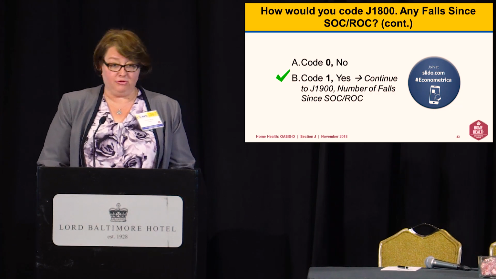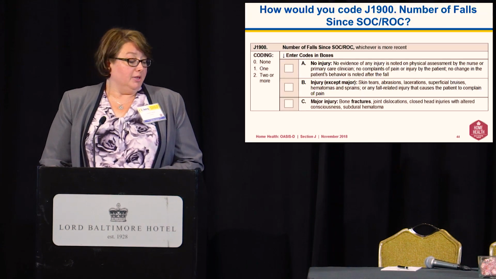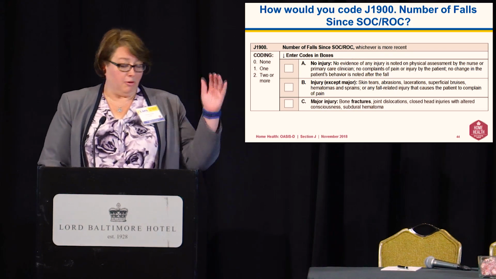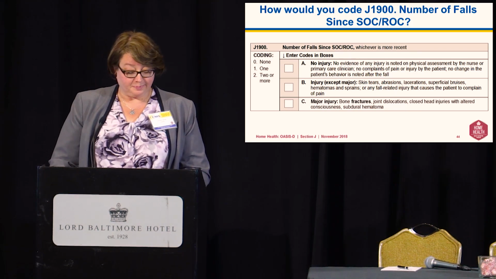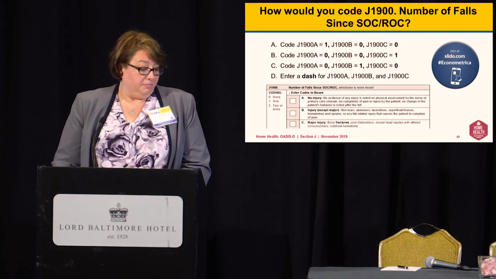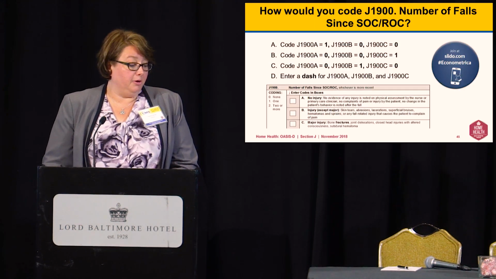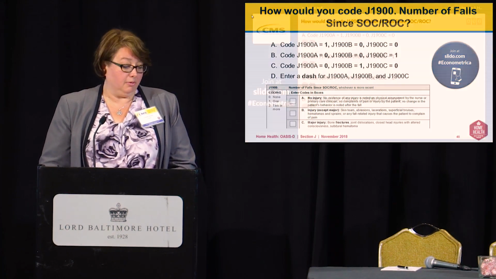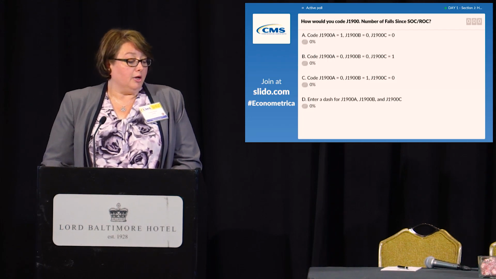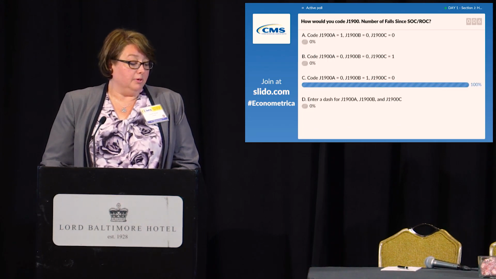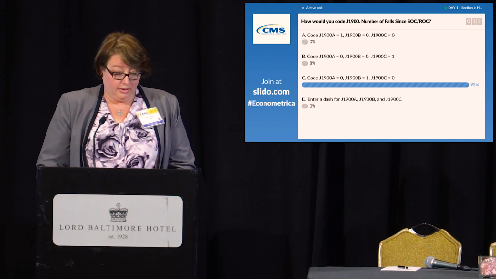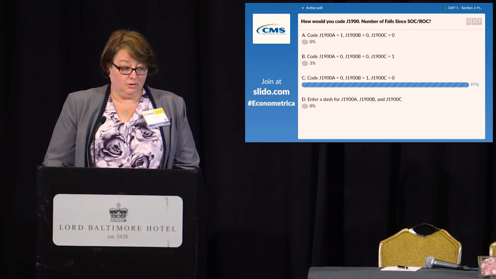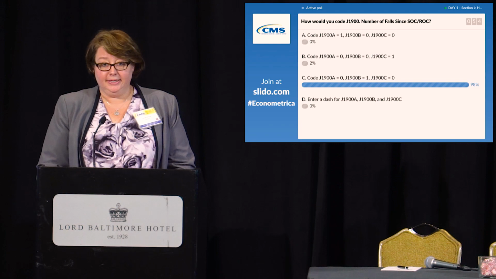You're supposed to go to J1900, the number of falls. But let's take a quick look. Just as a reminder, this is a new item. I want to show you what this looks like again. Remember, there are 3 responses. In that scenario for J1900, would it be code J1900A1, J1900B0, J1900C0? Or would it be code J1900A0, J1900B0, J1900C1? Or J1900A0, J1900B1, J1900C0? Or would you use a dash for A, B, and C?